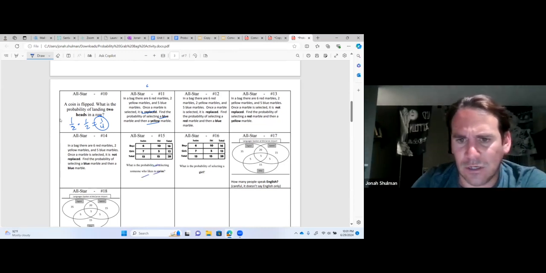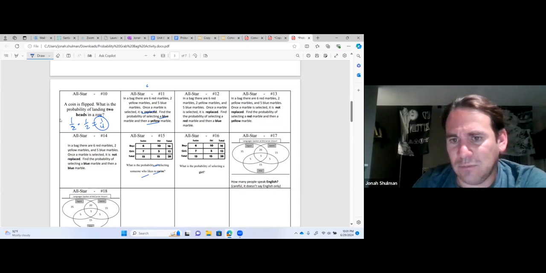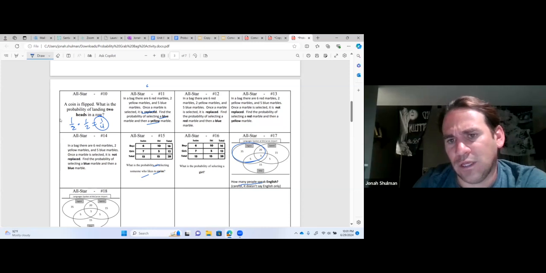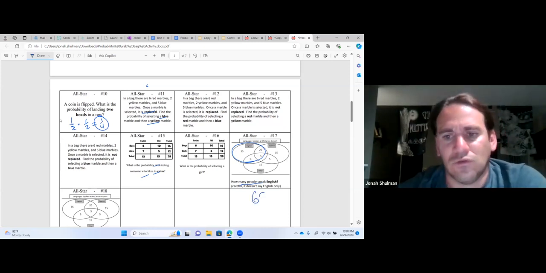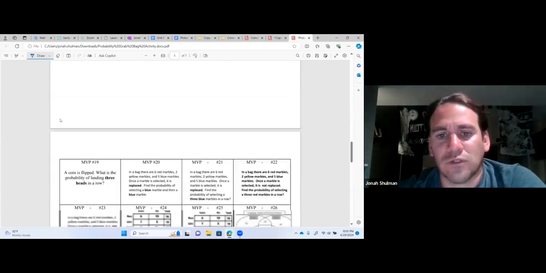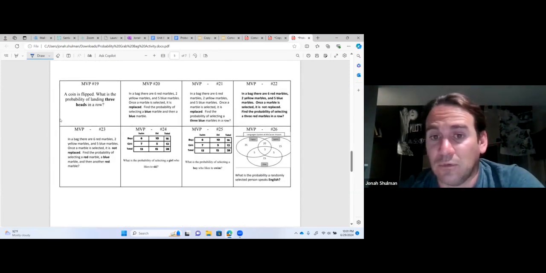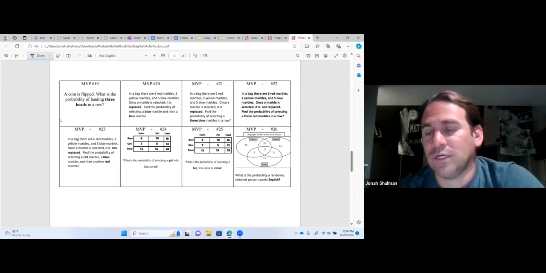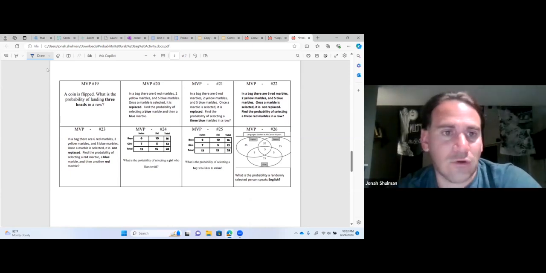What is the probability of selecting someone who likes to swim? Okay, that one's not harder. And this one's how many people speak English. So that's this whole circle. So that's 35, 40, 65. So notice that they all get a little bit tougher, and then the all-stars are even more challenging of a problem. This is just a way to create more challenge as you go throughout it.